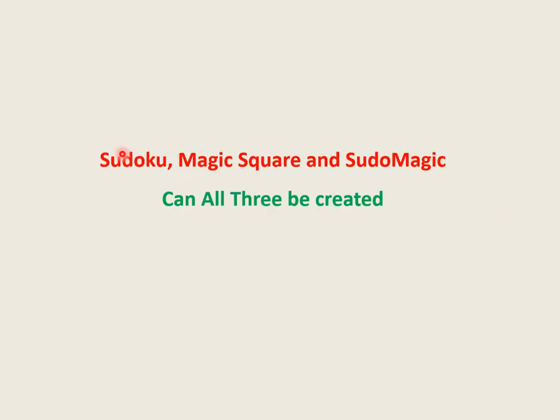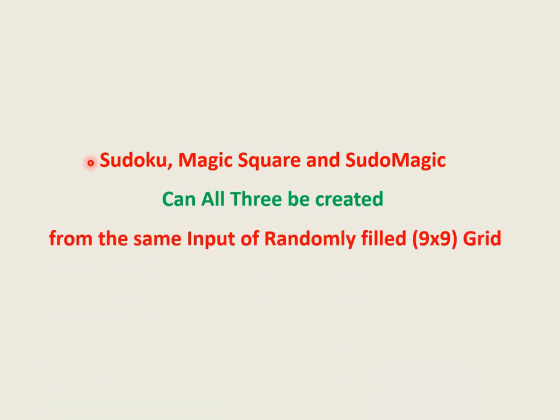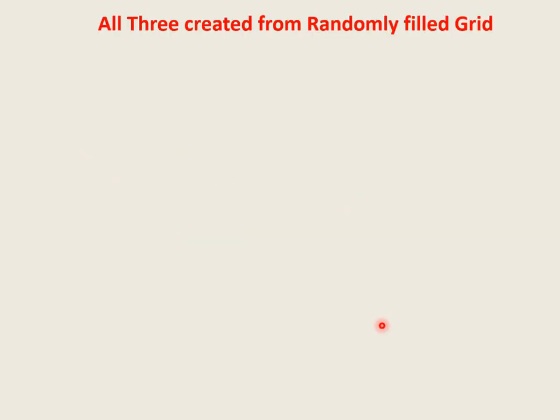Now, second question: Sudoku, Magic Square, and SudoMagic, all 3 are different problems. But can all these 3 be created from the same input? Of course, it is randomly taken or randomly maintained and read by the same program. So the question is whether your program is a very general one, so that you can change the option as you wish to get Sudoku or Magic Square or SudoMagic. Again, the answer is yes. All 3 can be created.